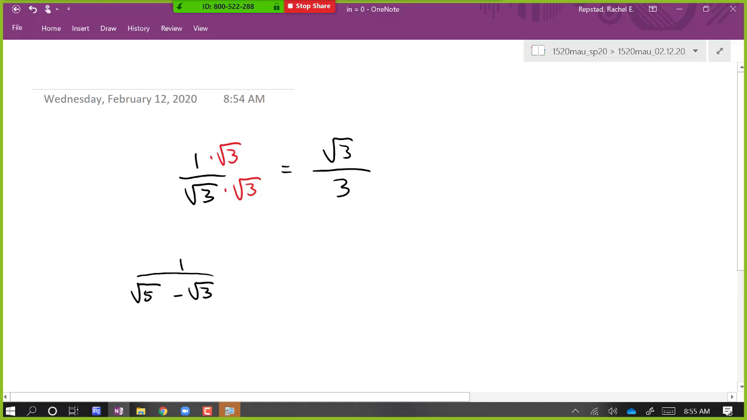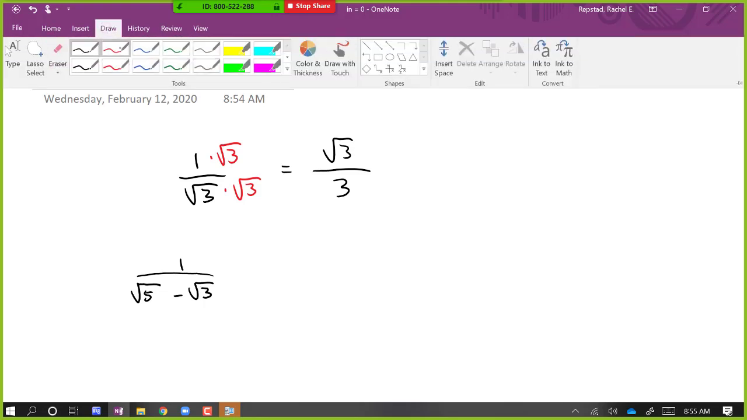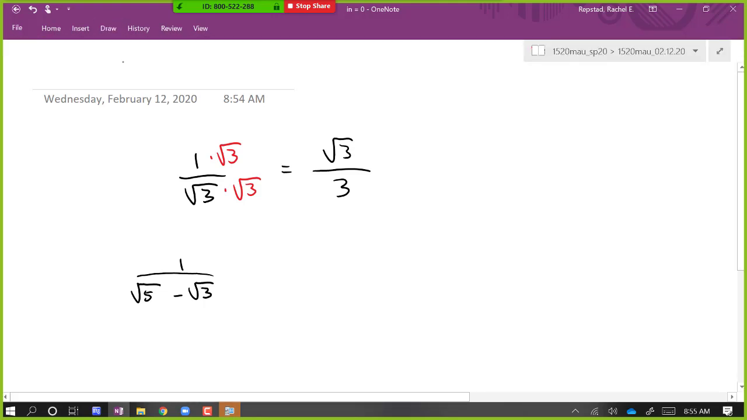Now, if I just multiply by root 5, that doesn't get rid of all the radicals in the bottom. Same as if I multiply by just root 3, or even if I multiply by root 5 and root 3, it still won't get rid of all the radicals. But there's something we can pick to multiply by on the top and bottom that'll get rid of the radicals in the bottom. Does anybody know what it is? Multiply by the conjugate.